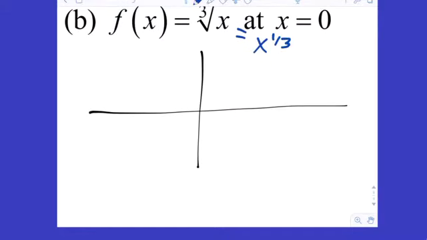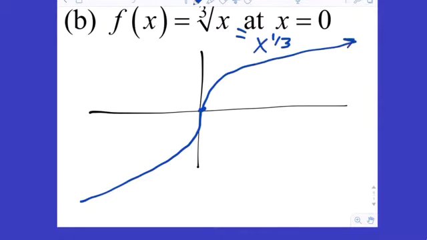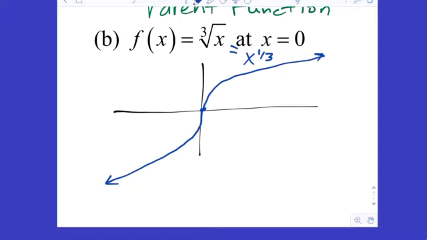It kind of looks like arctangent. It comes in from the bottom, passes through the origin, and then leaves like that. It's an odd function. It has origin symmetry. If you rotate it 180 degrees, it looks the same. So it looks like arctangent, but it's not arctangent because this one does go down to negative infinity on the left and up to positive infinity on the right.